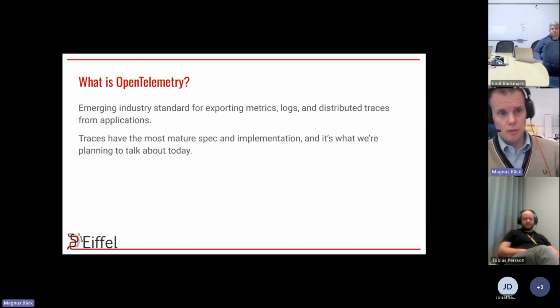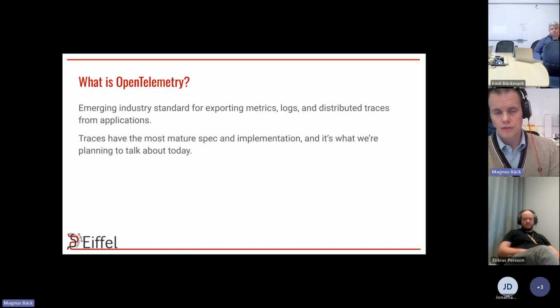So first of all, what is OpenTelemetry? Well, it's an emerging industry standard that's getting a lot of buzz right now. It's used for exporting metrics, logs, and distributed traces from applications. It's quite welcome, I would say.